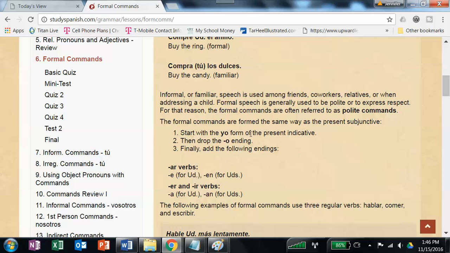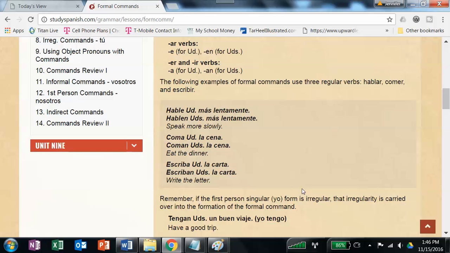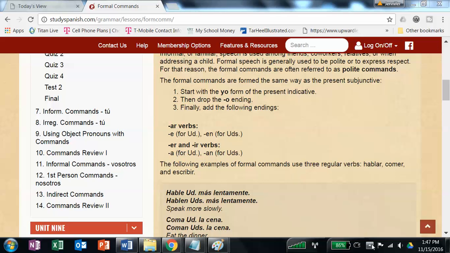You're going to start with the yo form of the present indicative. When I say present indicative, it means that you're going to conjugate the verb in the yo form the way that we've been learning, because we haven't learned the past or any other tense. We've only learned the present tense. You're going to drop the O, and then you're going to add the opposite endings. AR verbs are going to get an E for usted commands and an EN for ustedes commands, and ER and IR verbs are going to get an A for usted and AN for ustedes commands. The following examples of formal commands use 3 regular verbs, hablar, comer. So I'll go through and actually show you this.